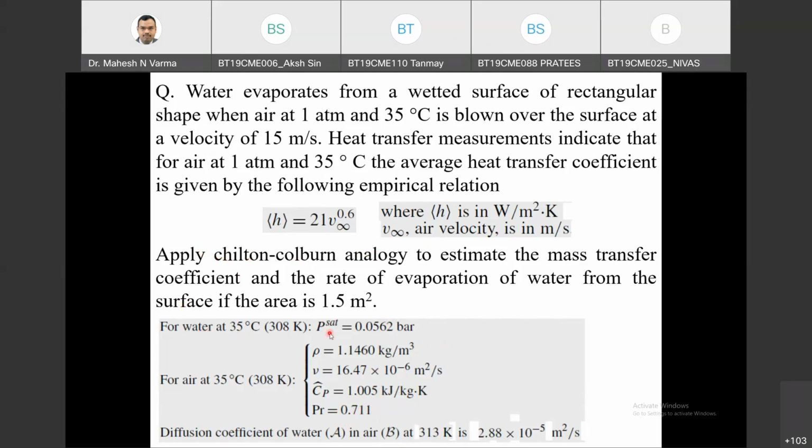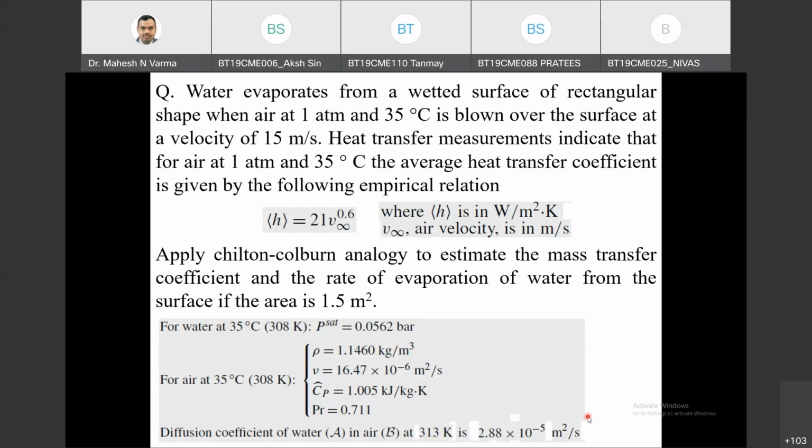Then the saturation pressure is given, for saturated water at 35 degrees Celsius, 308 Kelvin, 300.56 bar. Convert this into atmosphere, or better convert it into bar, because bar is the SI unit given. Then the density is given, and the kinematic viscosity, nu, is 16.47 into 10 raised to minus 6 meter square per second. Cp is given, Prandtl number is given, and the diffusion coefficient of water in air, D_AB, is given as 2.88 into 10 raised to minus 5 meter square per second.